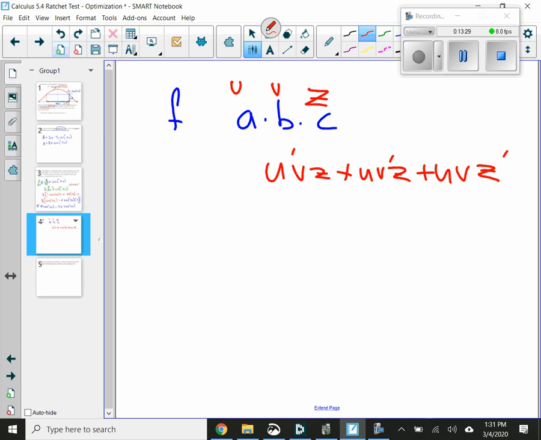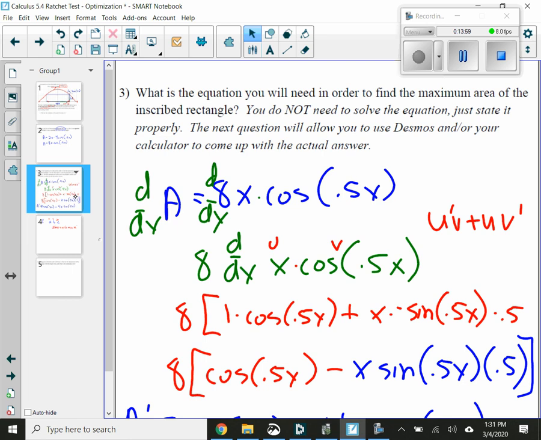Are you okay with that? But it's much easier if I just pull that a through the derivative, then I only have to deal with two. Because if that a is a constant, I know that u prime is going to be 0, so I don't really need that at all. And then I have 8 times that and 8 times that. So I just pull it through. Still okay? Yes? Okay. All right, so again, what am I going to do?